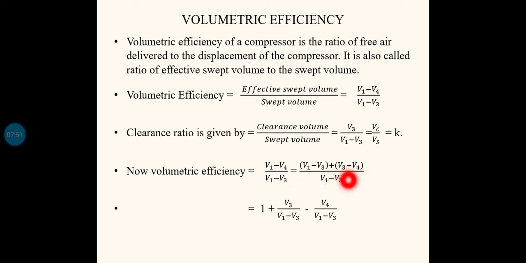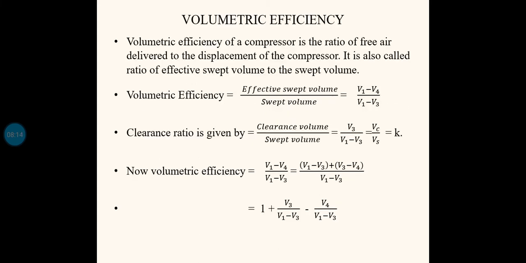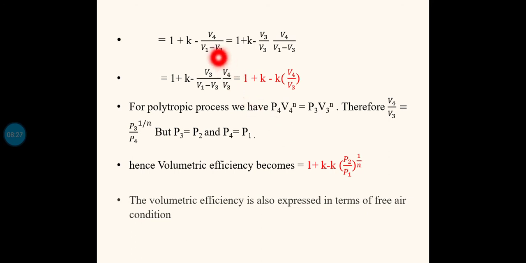This can be split up into two terms, that is first one is plus V3 by V1 minus V3. Now next one is minus V4 by V1 minus V3. So I have separated this term into three separate terms. Now the volumetric efficiency equals 1 plus V3 by V1 minus V3 minus V4 by V1 minus V3. Now from the definition of the clearance ratio, we know that V3 by V1 minus V3, this second term, is actually K, clearance ratio K. So this equation becomes 1 plus K minus V4 divided by V1 minus V3.